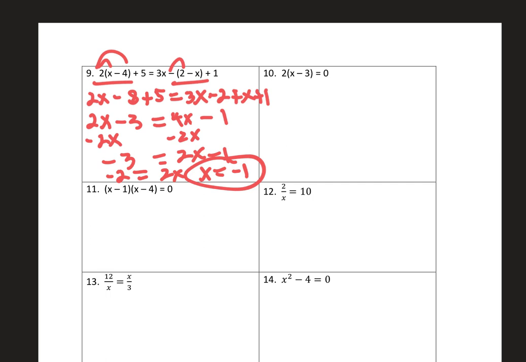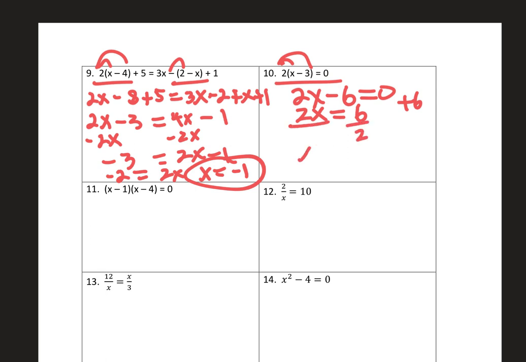Okay, now this one, there's a couple ways to do it. The first is what we've been doing, which is to say, all right, we'll distribute here. We get 2 times x is 2x, and then 2 times -3 is -6 equals 0. 2x is equal to 6 by adding 6 to both sides. We divide both sides by 2, and we get x is equal to 3.